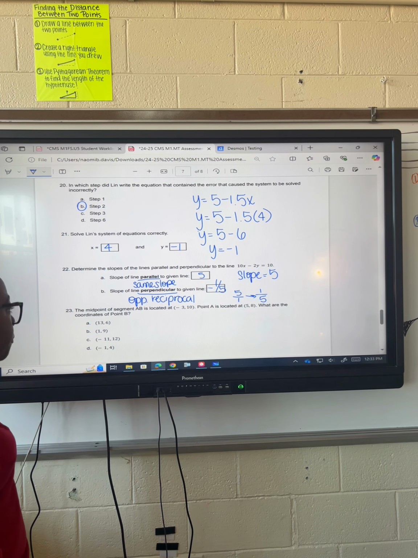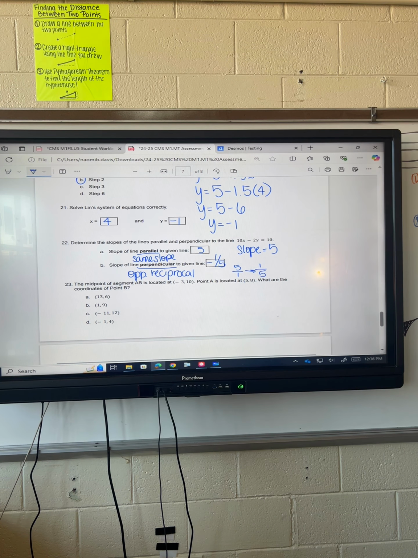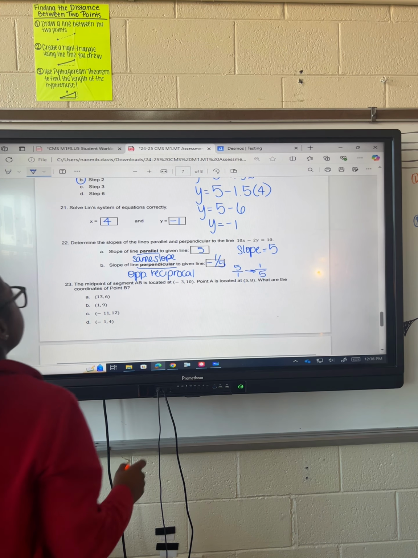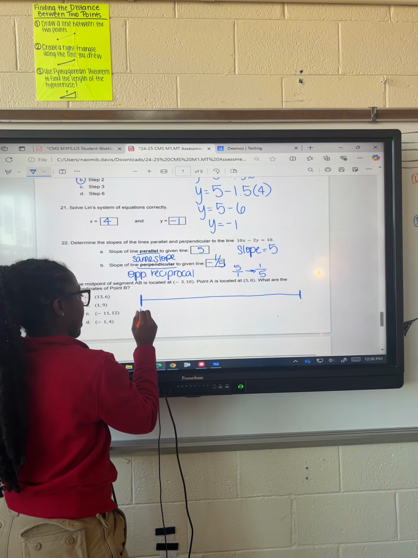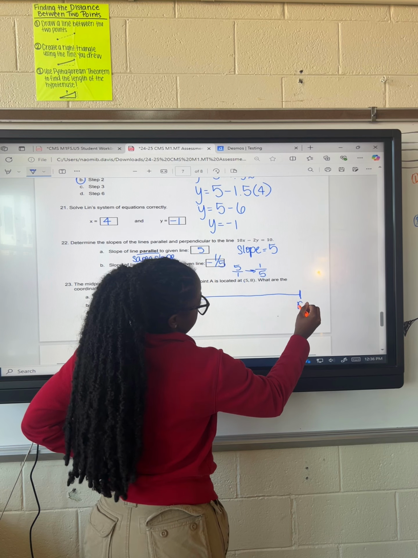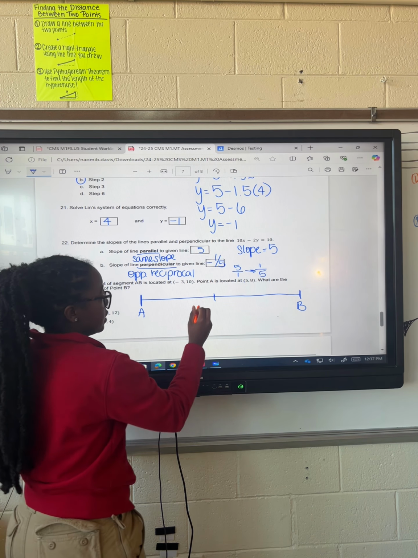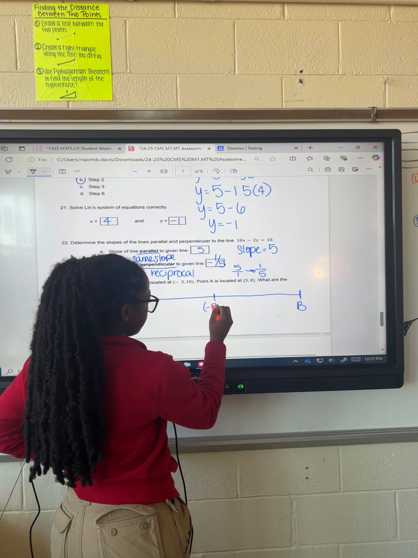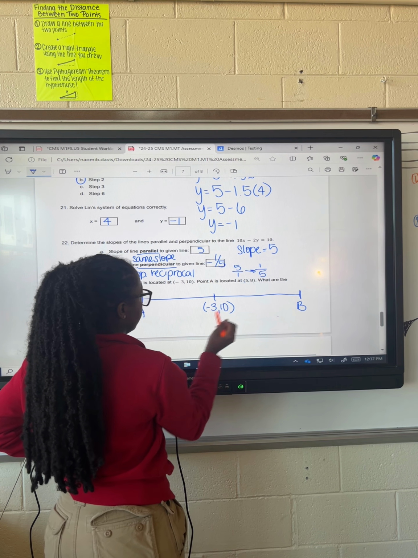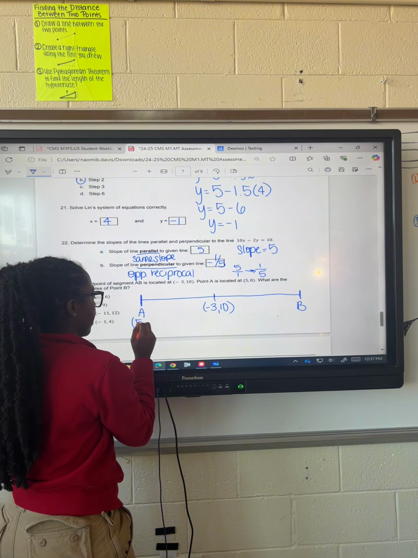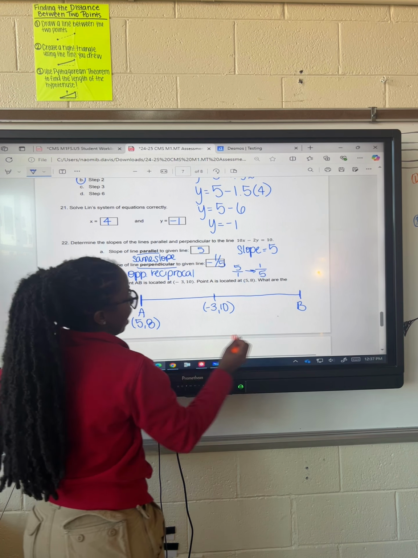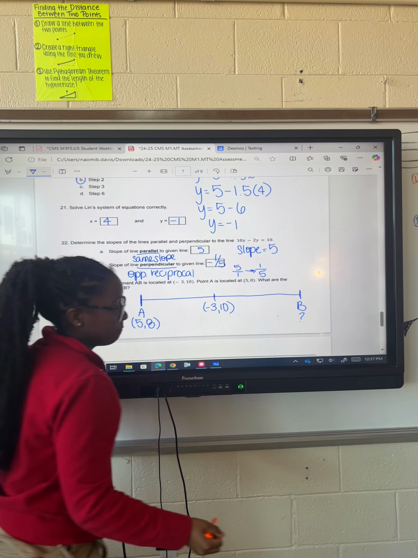Okay, that's all. The midpoint of segment AB is located at -3, 10. Point A is located at 5, 8. What are the coordinates of point B? So I want you to imagine a line. I have point A and I have point B. And then I have the middle. Midpoint is the middle. This point is at -3, 10. This point is at 5, 8. I want to find this point.